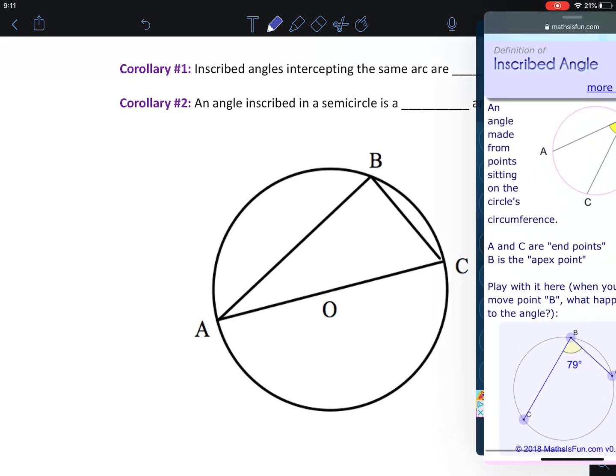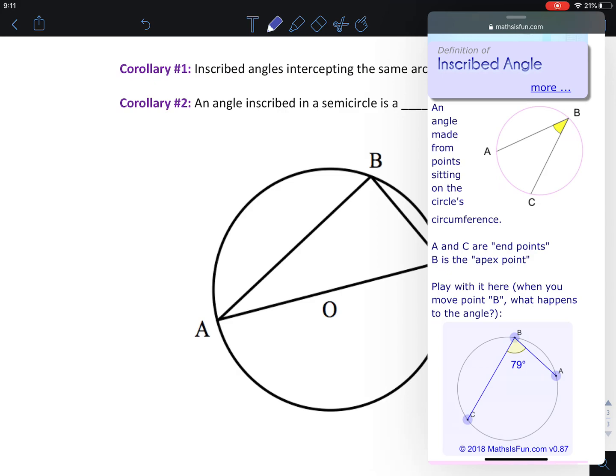So before we put some definitions down, let's look at this little graphic I pulled up on mathisfun.com. At the bottom circle here, we have angle B inscribed to arc AC, and it looks like it's 79 degrees. I am going to move the point B so that it's still inscribed to the arc AC, but in a different place. So I'm going to move it over there, or over here, or way over there.